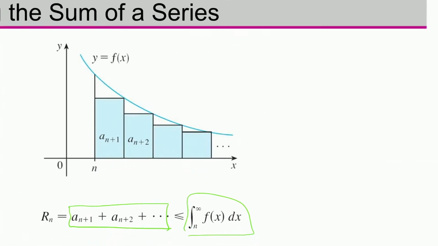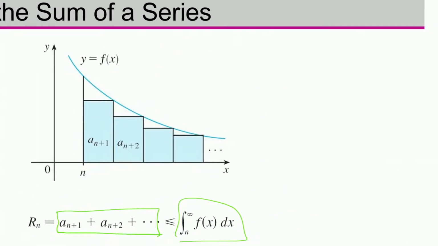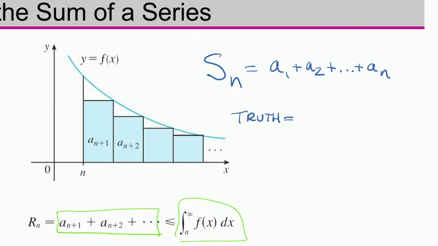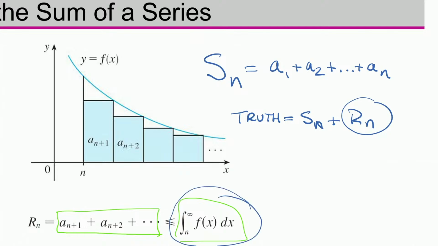So let me write this up here. Oh, I said that I was going to change colors. I will right now. We have the partial sum, a1 plus a2 plus a bunch of dots plus an. And then the truth is the partial sum plus the remainder. So the truth is the whole series, the entire thing. So this remainder, if the function is a function that decreases, is always going to be less than or equal to the integral of the stuff that we didn't add up.